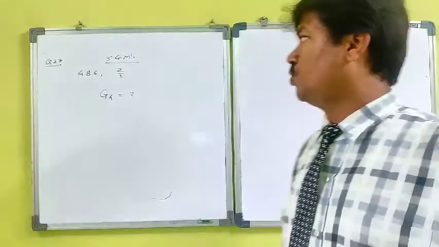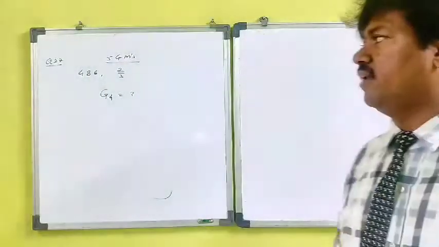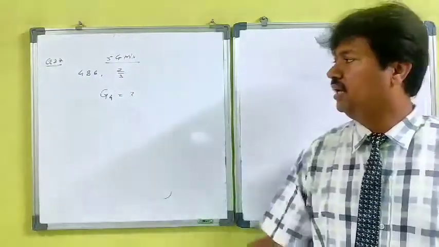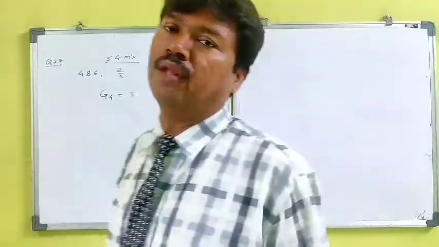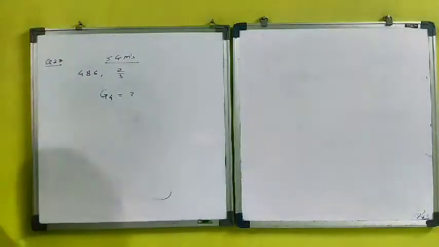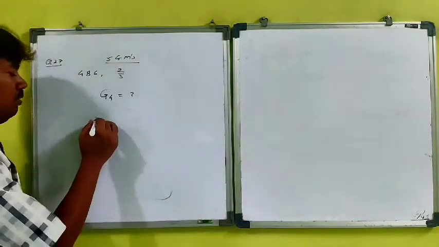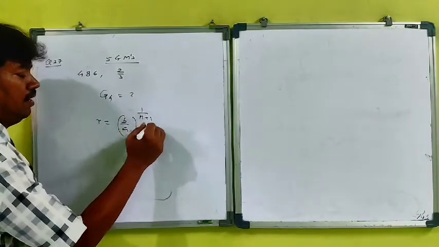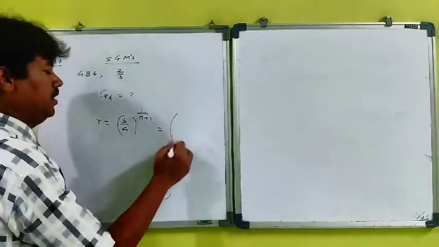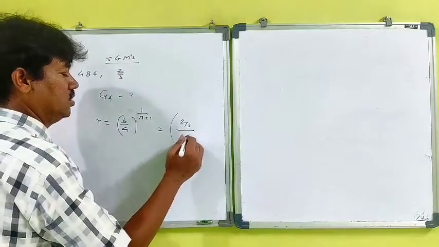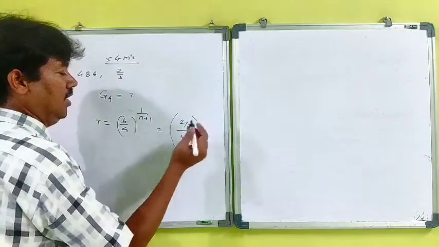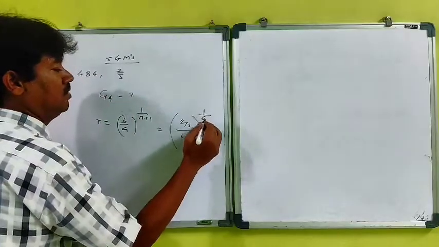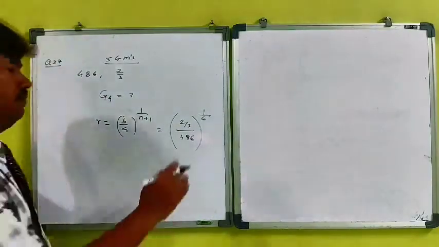Yes, so here the next question, question number 27. 5 GMs are inserted between 486 and 2 by 3. Then what is G4? So here again, first we want the common ratio. So the common ratio is given by B upon A raised to 1 upon n plus 1. So here B value is 2 by 3, A is 486, and n is 5. So it will be 1 upon 6, that is 5 plus 1.